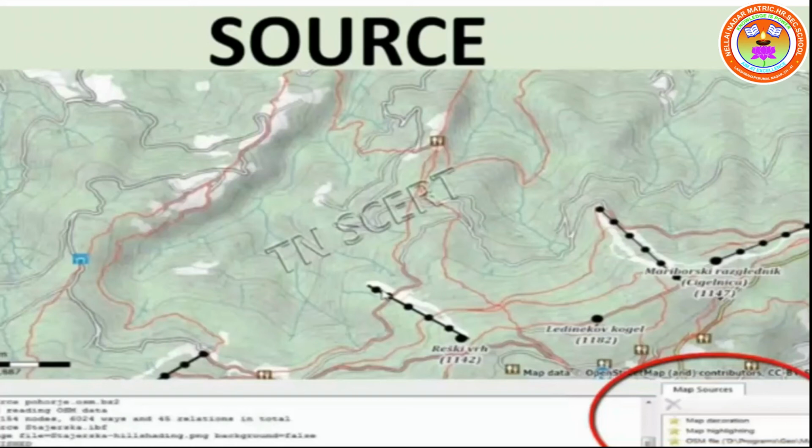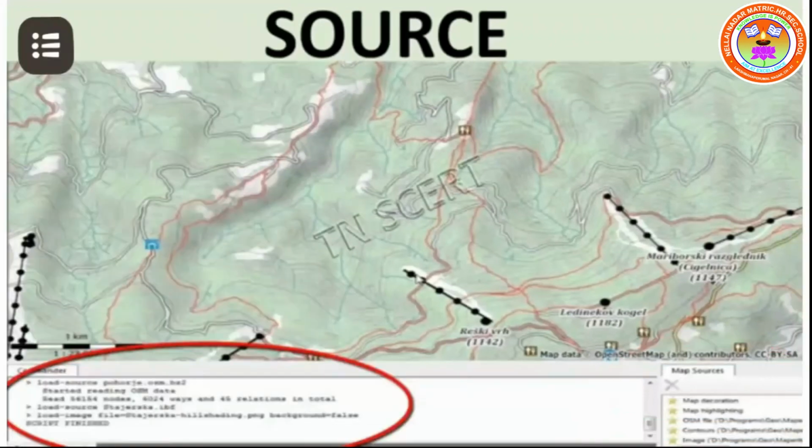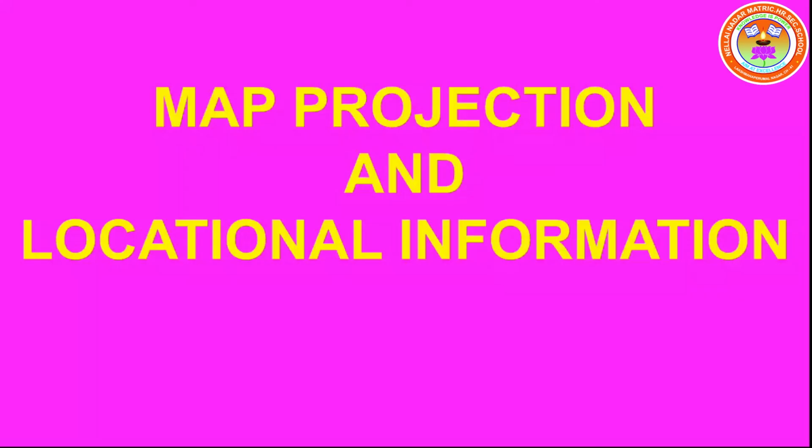Source. All maps must show the source of the data used in the respective maps. The source should normally be given outside the frame of the map on the bottom right. On the bottom left, the name of the author, publisher, place of publication and year of publication must be given.